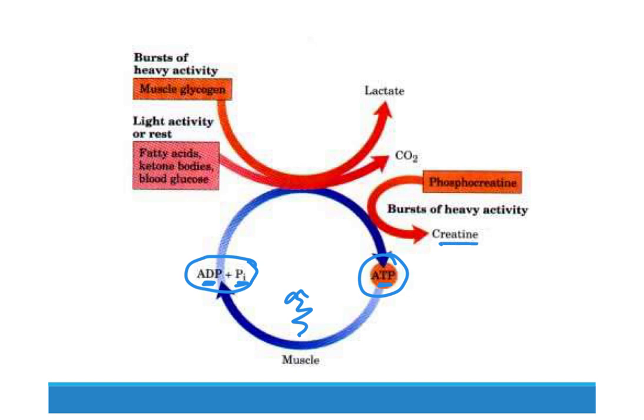So our creatine phosphate can give us some energy to make ATP from ADP and P, and so can your anaerobic respiration, which results in a buildup of lactate, or of course, aerobic respiration, which is going to cause a release of carbon dioxide.